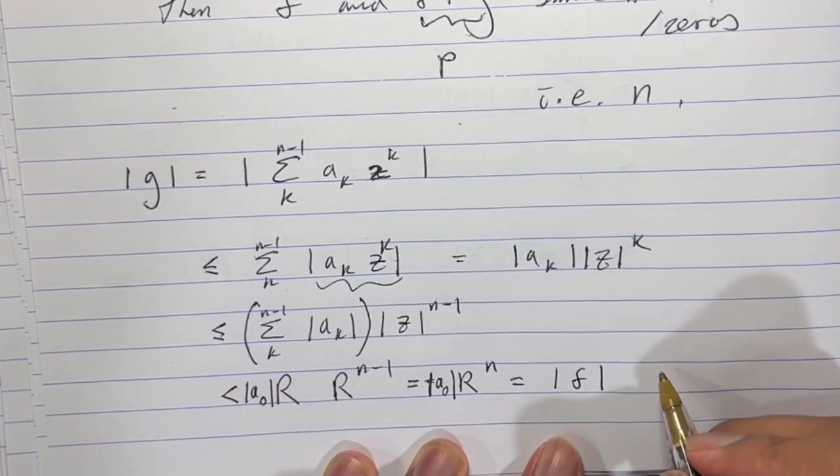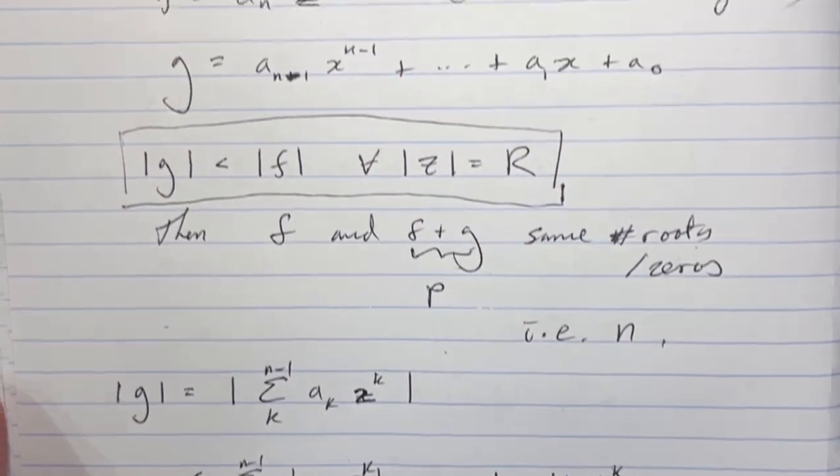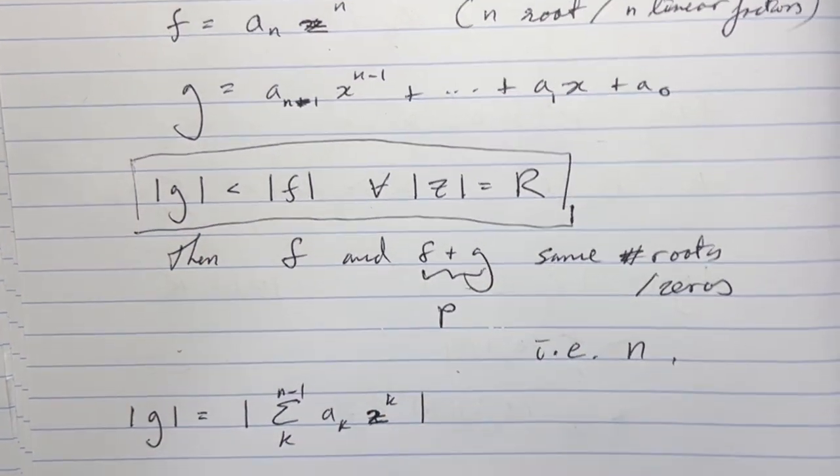So we've satisfied the conditions for Rouché's theorem, and so f and f plus g, which is p, have the same number of roots on n.